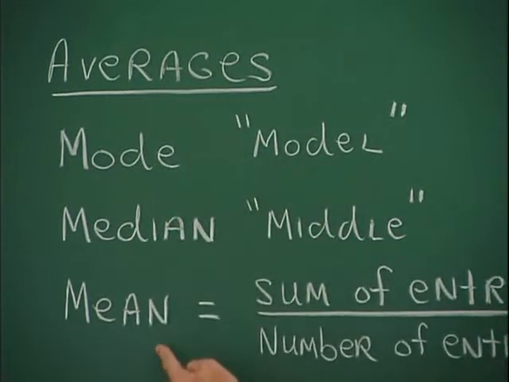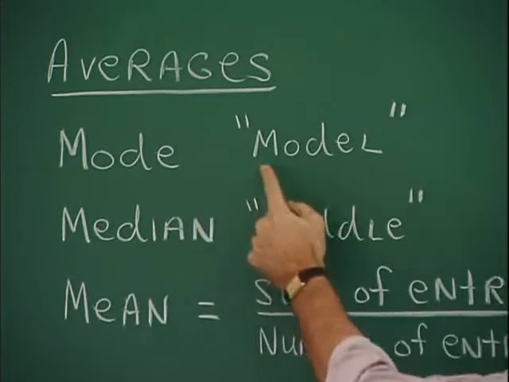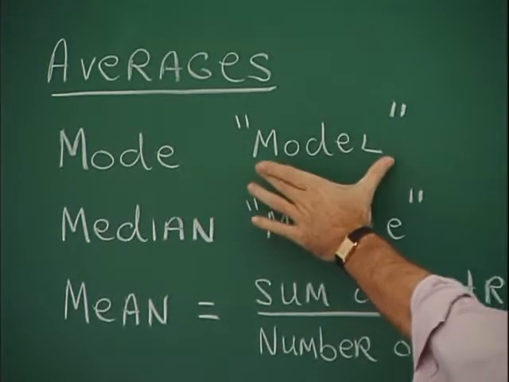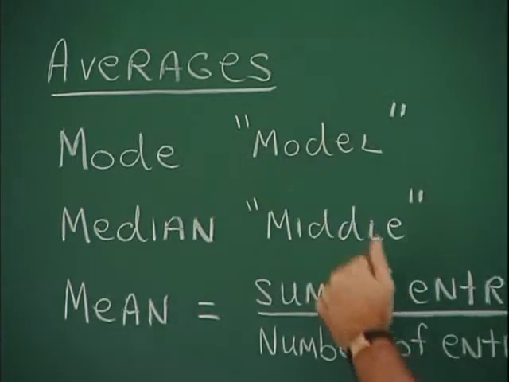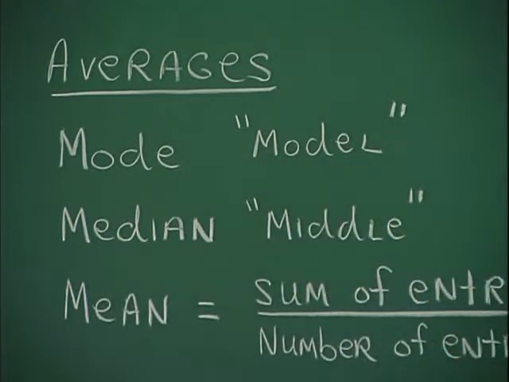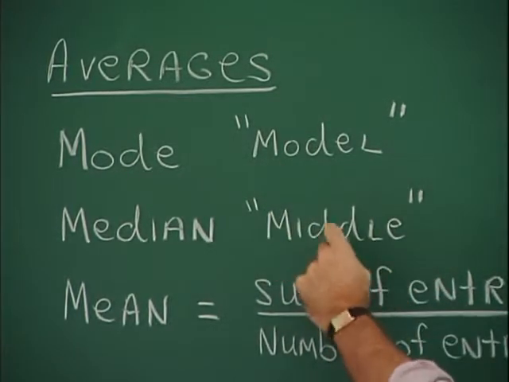Now, you see the three words here: mode, median, and mean. The word mode refers to model, or that's a key word that'll trip start your memory about what mode is all about. It's the one that occurs most often in the data set. Now, if there are no items that occur most often in a data set, then there is no mode. We'll look at an example in just a moment.